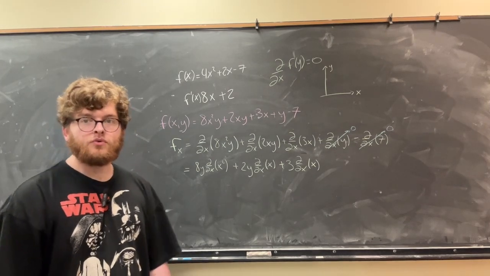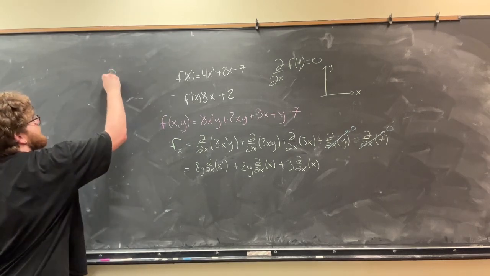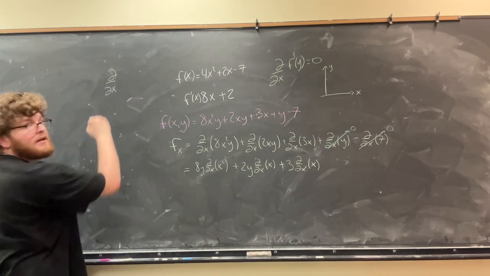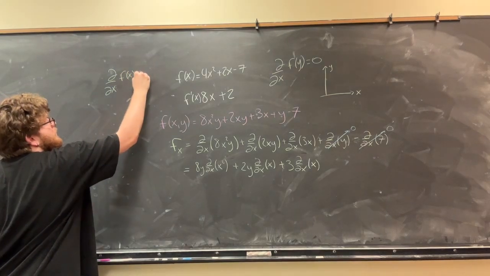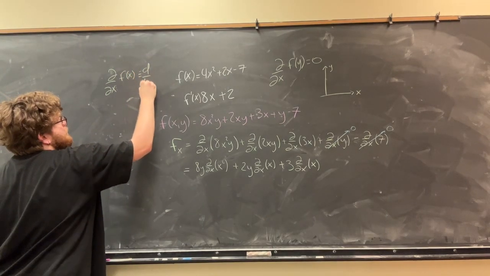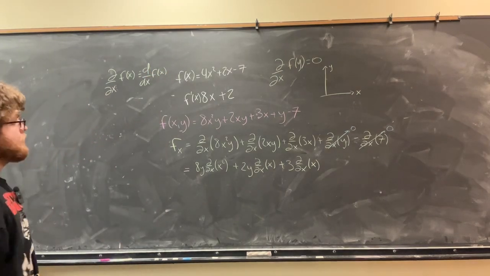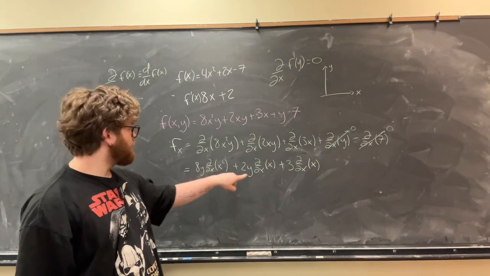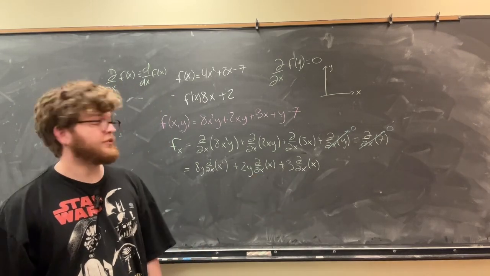Another interesting rule that we get with partial derivatives is that the partial derivative with respect to a variable of a function that's only in that variable is the same as the regular derivative. So here, all these partials of just x's behave normally. They behave like a regular derivative.